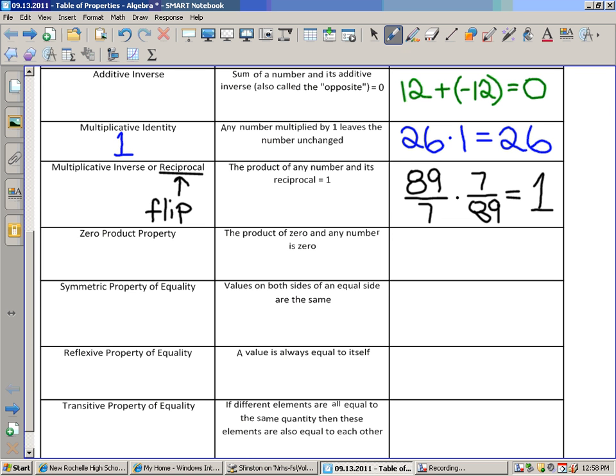Crazy. And finally, the zero property. This is so easy. Once again, we'll use 7 because that's my favorite number. 7 times 0 is what? Are you sure it's not 7? Is it? No, it's 0. Yeah, there you go.